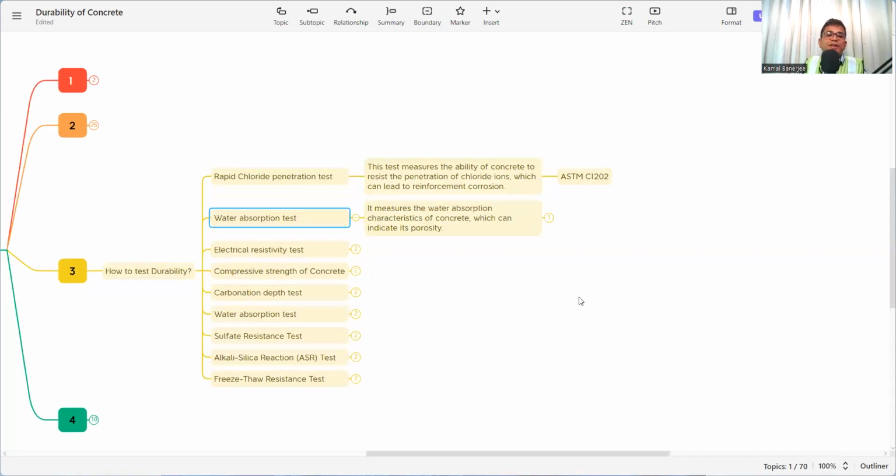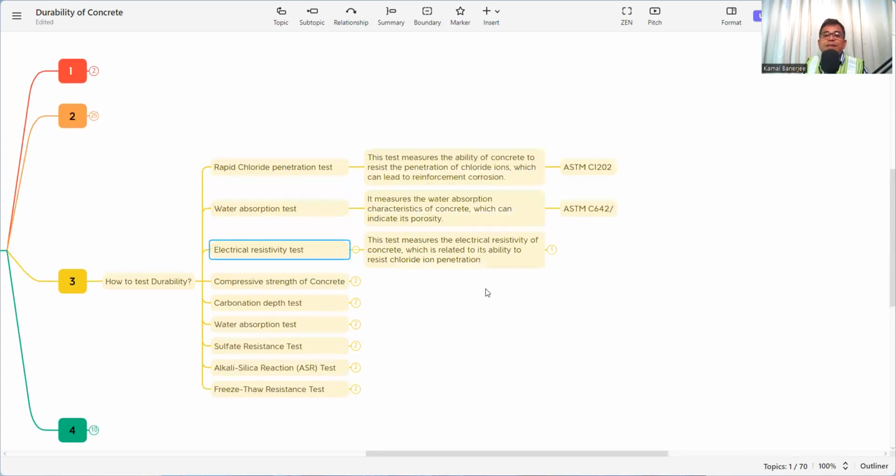Then the water absorption test. It measures the water absorption characteristics of concrete, which can indicate the porosity. Why? If the porosity is there, then there is a possibility the moisture will increase in the concrete, and if moisture increases, there is a chance of corrosion of the steel, reaction with the concrete components, and the freeze-thaw cycle, which can break the concrete. So water absorption is very essential for the concrete durability test, and it should be measured as per ASTM C642.